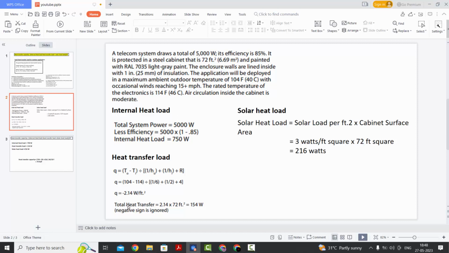So no need to take the sign, and we need to multiply by the cabinet area to get the total heat transfer load. When we multiply 2.14 with 72 feet square, we will get 154 watt as the heat transfer load.